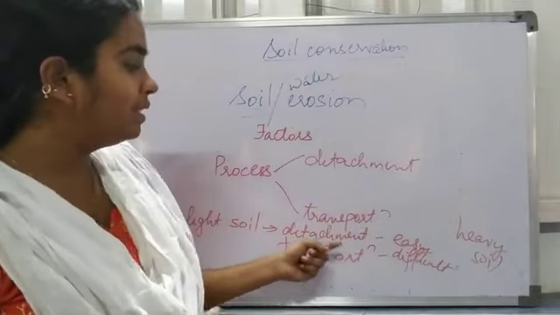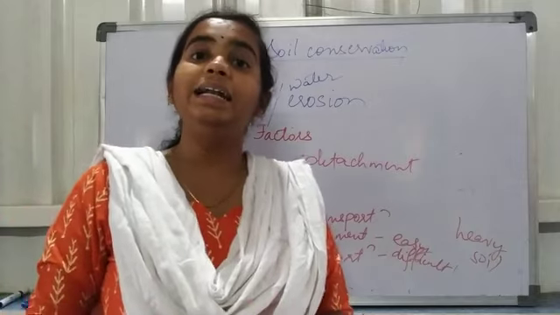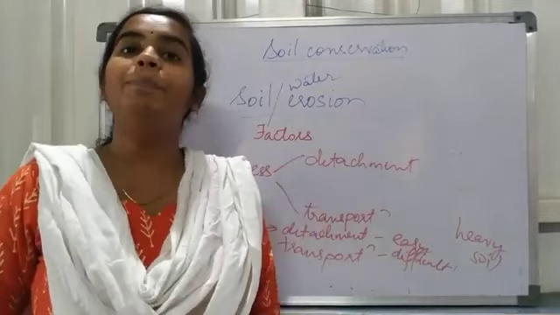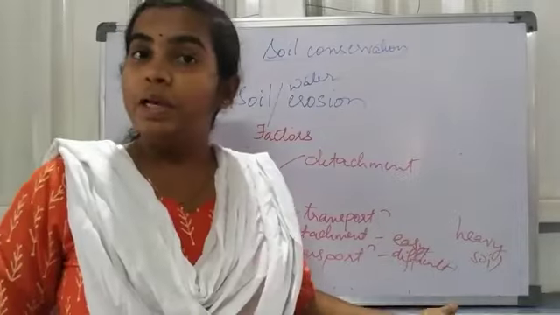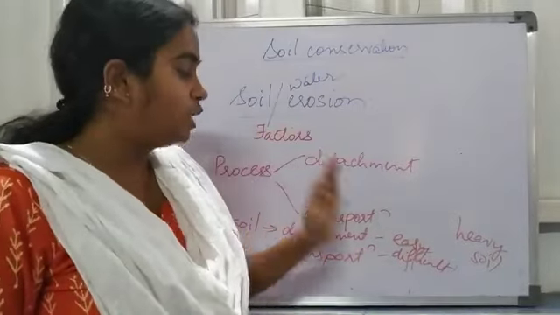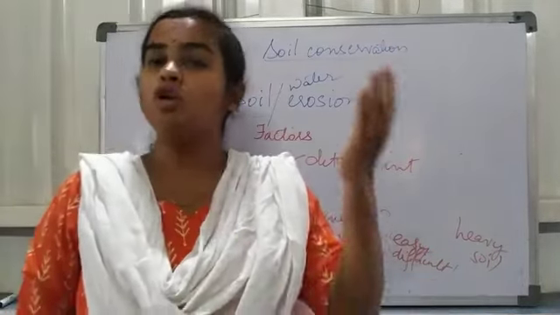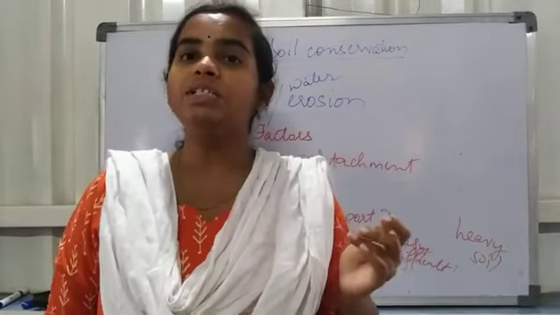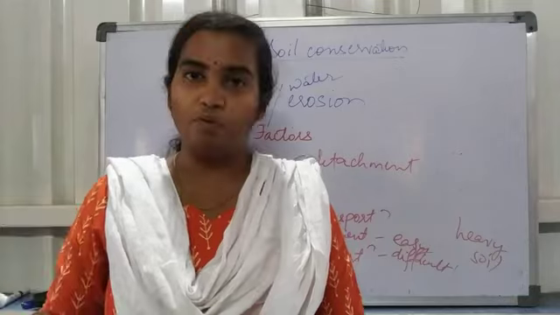In light soil, what happens? Detachment is easy, because it is not held tightly by other particles, but transportation will be difficult. This happens because of the size of the particle. The particle size may be bigger and it will be difficult to transport from one place to another. So this is one. And as the water falls onto the soil, the infiltration rate increases for the time being. After some time, the infiltration stops and the water stands on the surface of the soil, which then goes as runoff.